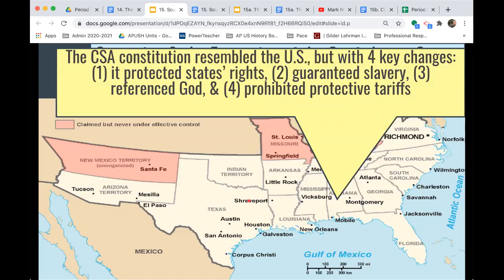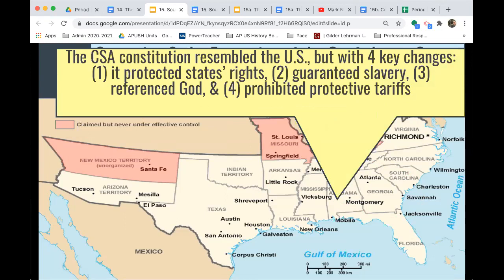All right, it's going to be based on the U.S. Constitution, very, very similar to the U.S. Constitution, with a couple of key differences. And these key differences are very telling. So make sure you know exactly what these differences are and what that says about what the Confederacy really believes in. Now, the Constitution is going to be built just like the U.S. Constitution, structurally speaking, with 4 key changes. 4 key changes.